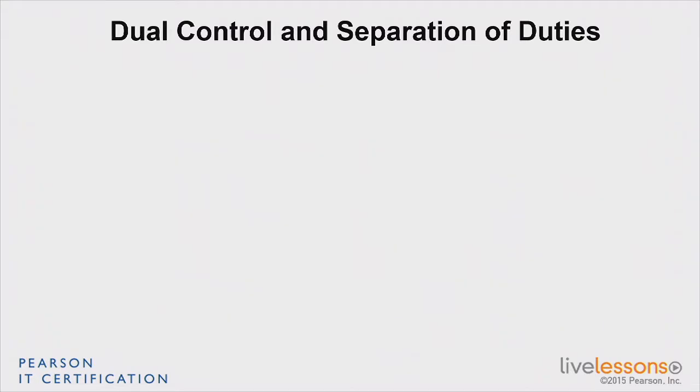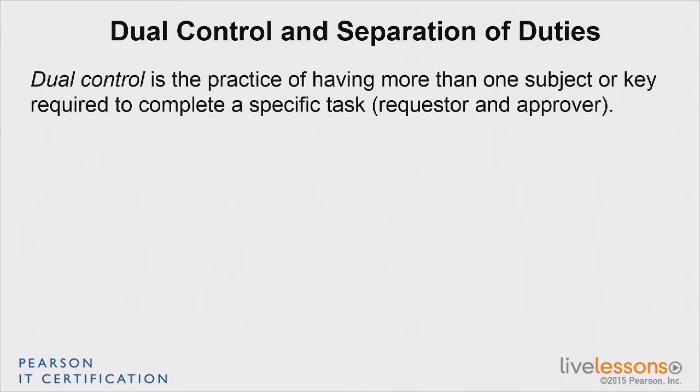And the last two topics we want to cover are dual control and separation of duties. Dual control is the practice of having more than one subject or key required to complete a specific task. An example might be that we want to open a bank vault, but we're not going to allow just one person to unilaterally open that vault. We need two people, each with their own key or code, that both have to come to the vault, both have to agree to open it, and have to use their specific key or code. So again, dual control, the practice of having more than one subject or key required to complete a specific task. Sometimes you'll hear that referred to as a requester and an approver.